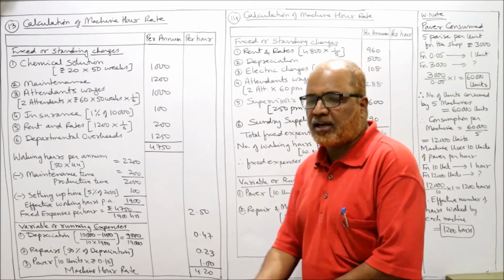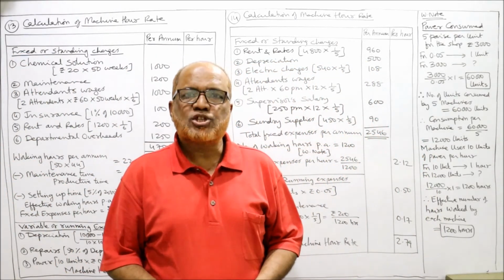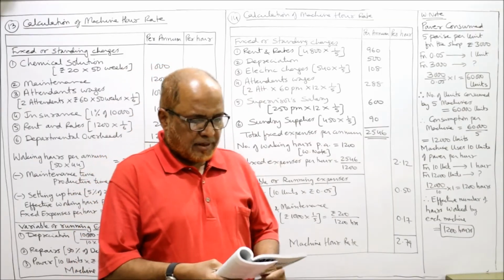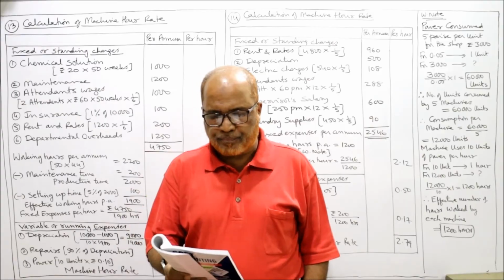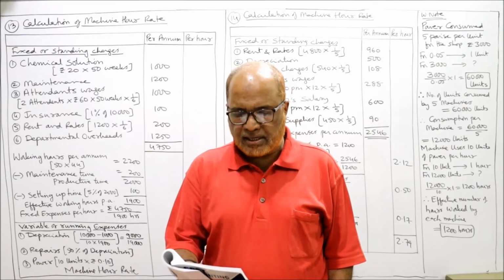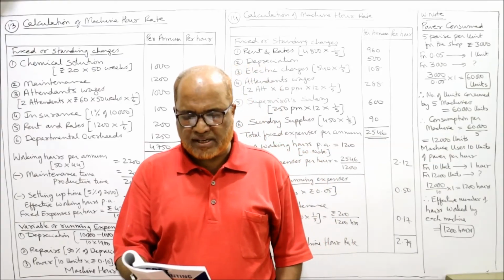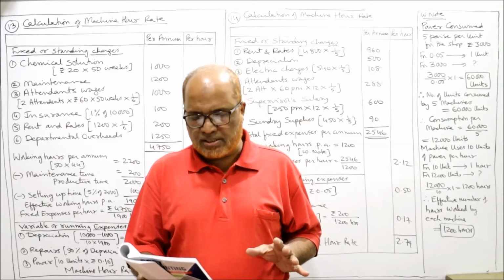So machine hour rate, you will get 4 rupee 20 paisa. Now we start the next problem, that is problem number 14. The following annual charges are incurred in respect of a machine in a shop where manual labor is almost nil and where work is done by means of 5 machines of exactly similar type of specification. The total number of machines are 5.